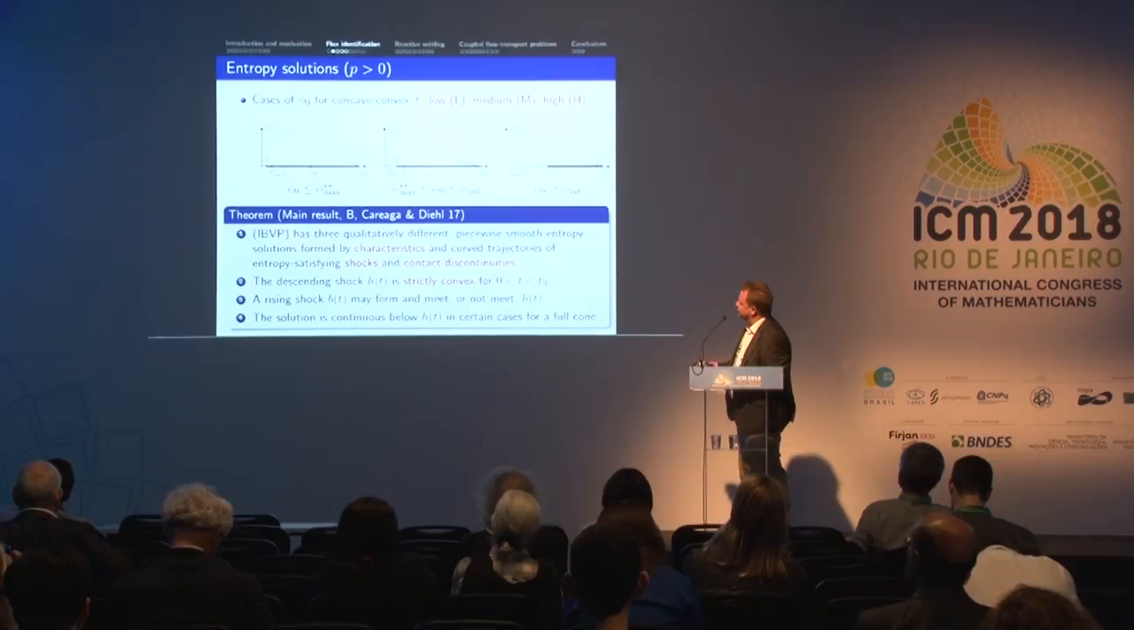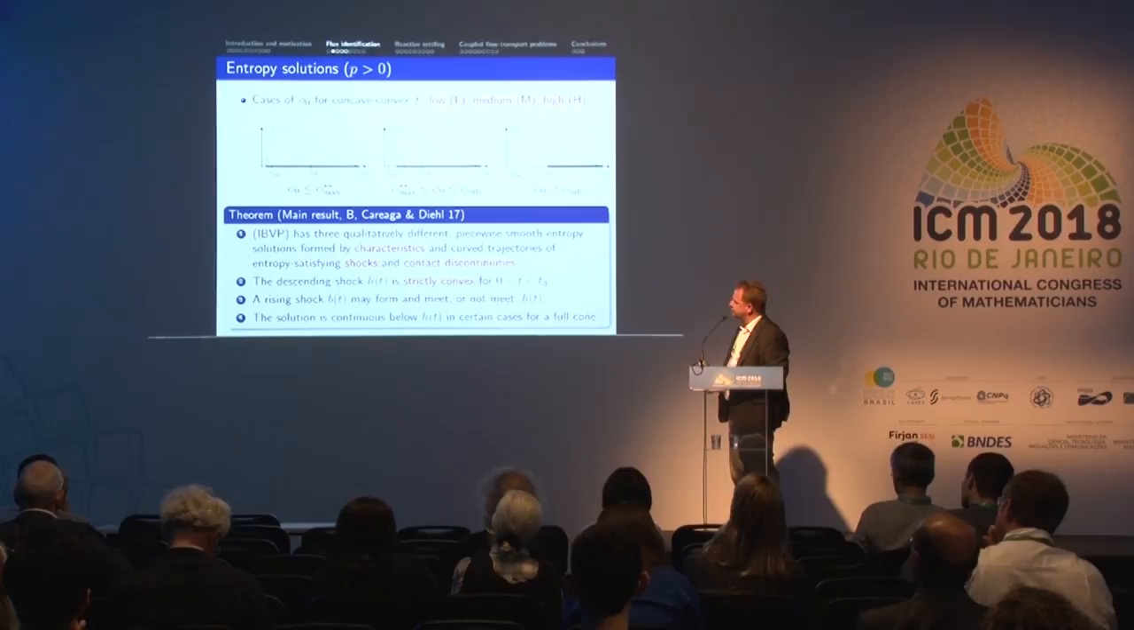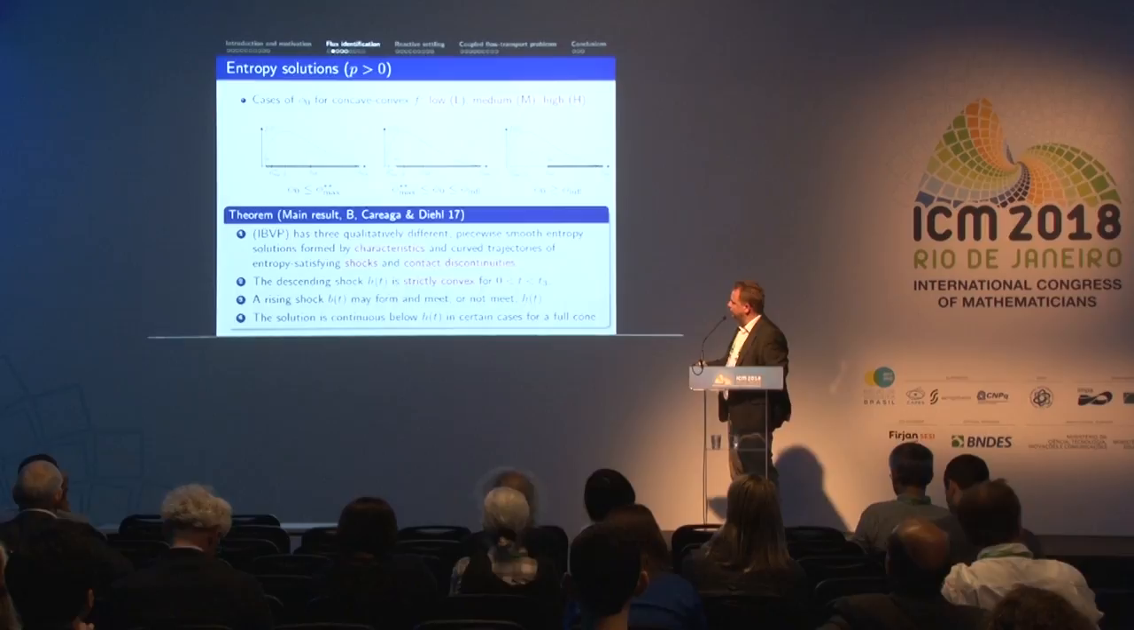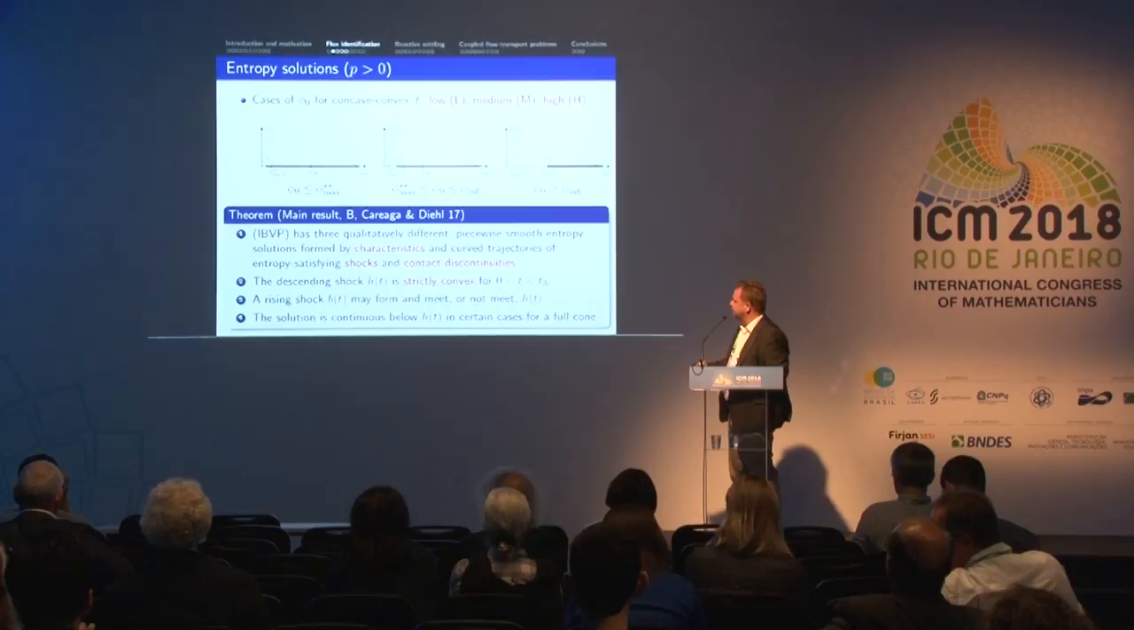So one can then deduce that the problem has three different piecewise smooth entropy solutions formed by characteristics and curved trajectories of entropy satisfying shocks. We see that the descending shock is strictly convex. There may be a rising shock, and the solution is continuous below h of t in certain cases.